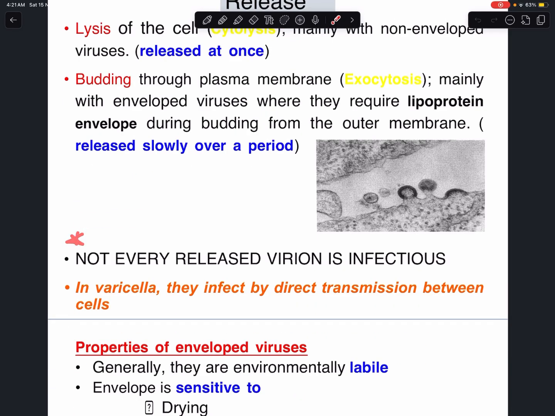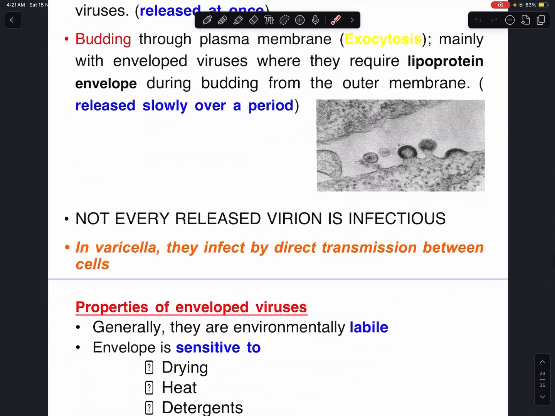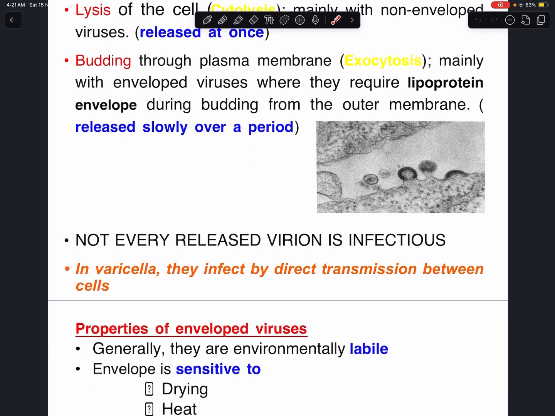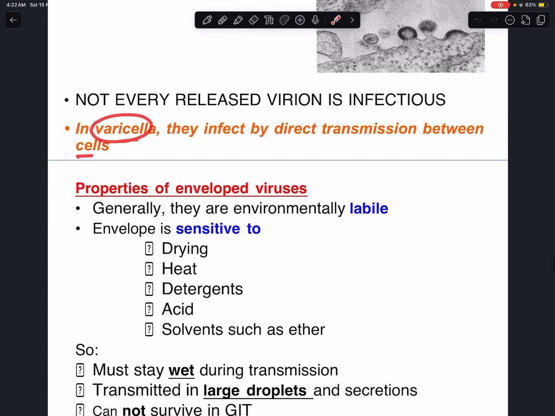Here, not every released variant is infectious. Like here, the enveloped viruses, if it has glycoproteins, it will be infectious, but if it doesn't, it's not infectious. Yes, so the variant can be infectious or not. In varicella, they infect by direct transmission between cells. This is how they infect in varicella.